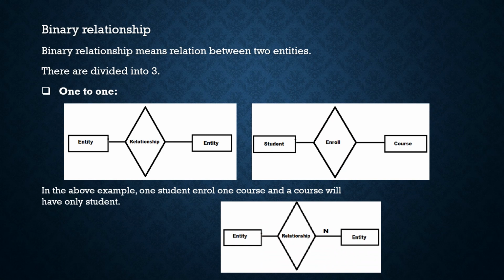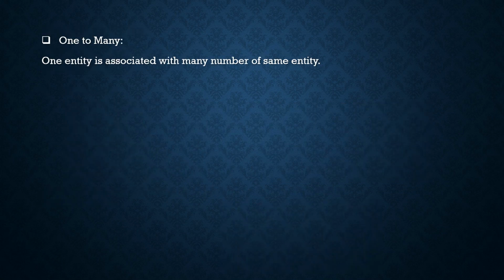Here, this third diagram represents the one-to-many relationship: an entity that is related to many entities. A student can opt for more than one course, that is a one-to-many relationship. The explanation related to this particular diagram follows in the next slide. One entity is associated with many entities.